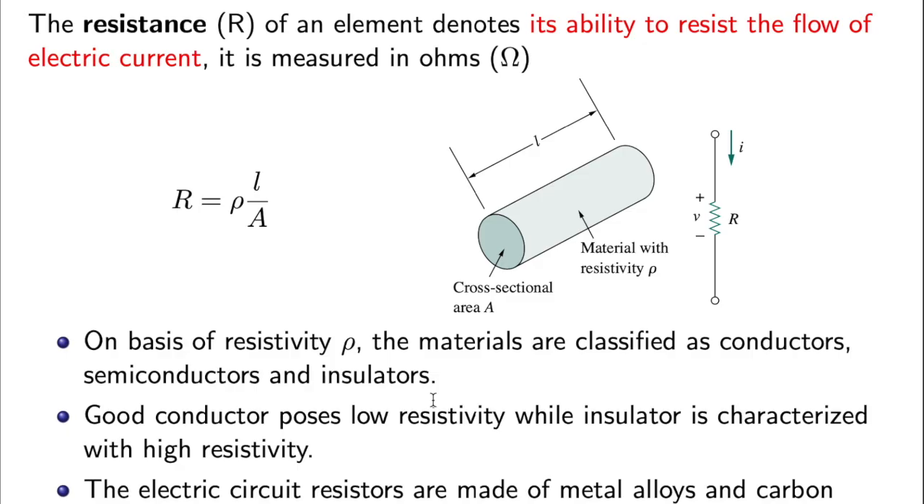Resistance is the property of a circuit element which denotes its ability to resist the flow of electric current. It is expressed by the relation rho L upon A for a cylindrical conductor, where rho is the resistivity of the conductor, L is the length and A is the area of cross section. On the basis of this resistivity, we can classify materials into categories like conductors, semiconductors and insulators. A good conductor must possess low resistivity, whereas insulators are characterized by high resistivity.